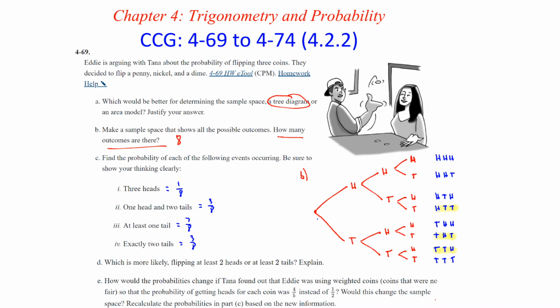Part D, which is more likely, flipping at least 2 heads or at least 2 tails? Well, right now I have 2 tails already marked. It says at least, so I could actually include the 3 tails. That would be 4, and then I'll highlight the ones that have at least 2 heads. So that would be that one, that one, that one, and that one, which is really what was remaining. And so it looks like they are equally likely to happen. The probability for both of them would be 50%.